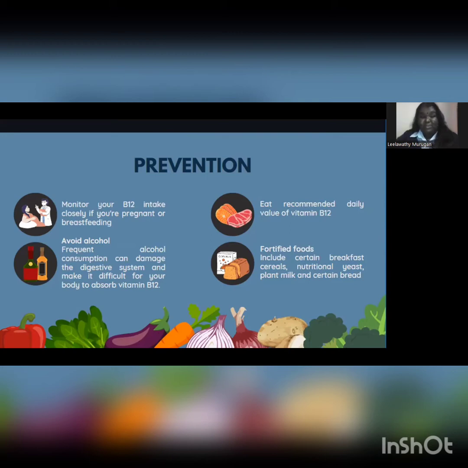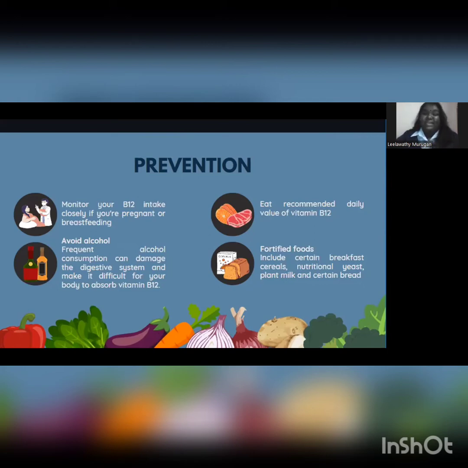Apart from monitoring your intake, whoever is an alcoholic should also avoid alcohol, because frequent alcohol consumption can damage the digestive system and make it difficult for your body to absorb vitamin B12.